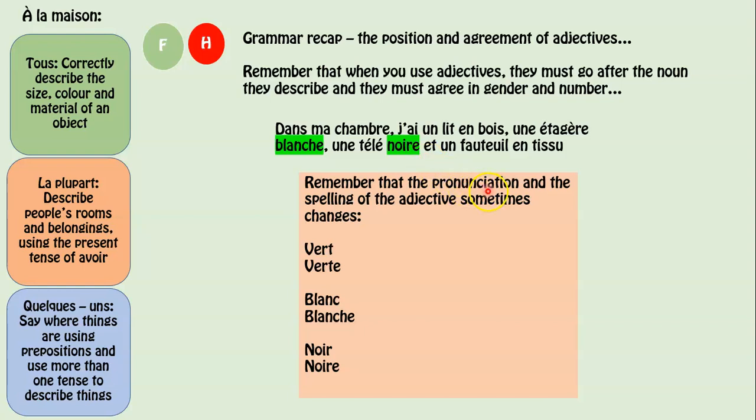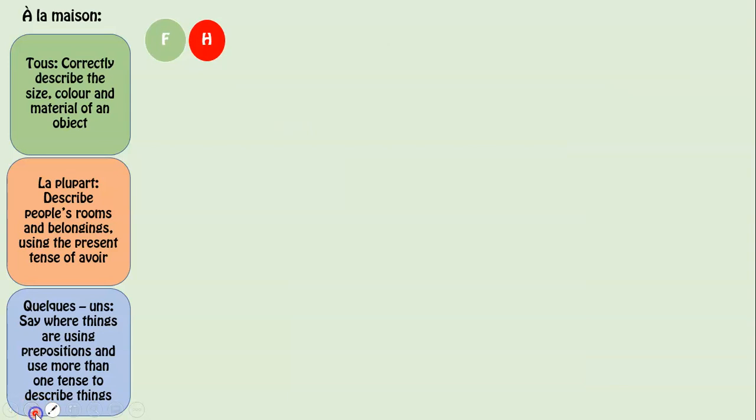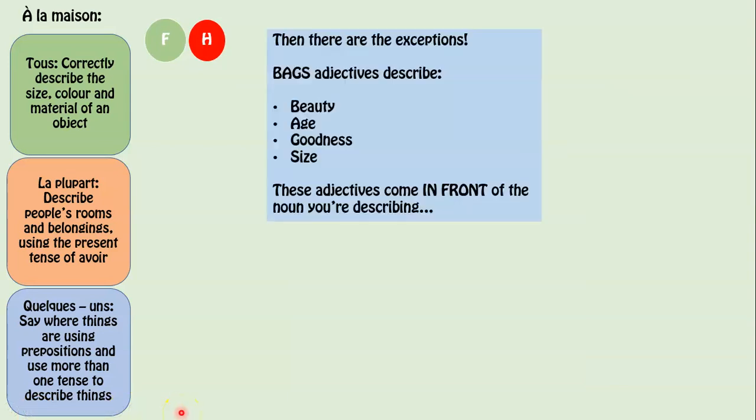You need to remember that the pronunciation and spelling of adjectives sometimes change. Okay, pronunciation is really important, especially if you're speaking and listening. So vert might become verte, real emphasis on the E there. Blanc becomes blanche. Okay, the spelling has also changed there, don't forget. Noir, it sounds pretty much the same, noir and noir. Okay, I'll put that there for an example just to show that a lot of them end in E and a lot don't change, but some do, and you need to be very aware of those that do change.